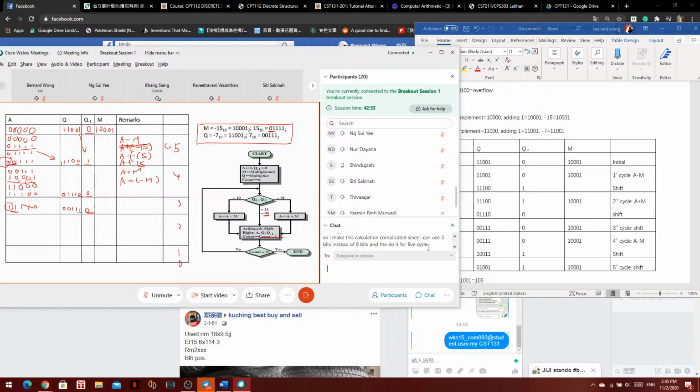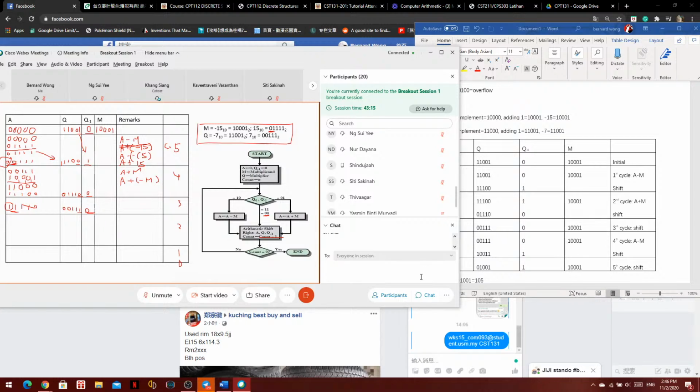Asri, what is the other way you are using? What do you mean, other way? No, cannot, because look at the question again. The question says you need to use Booth's algorithm. If it didn't specify, then you can use another way. But when it's specified, then you have to use Booth's algorithm. Okay, should be okay.